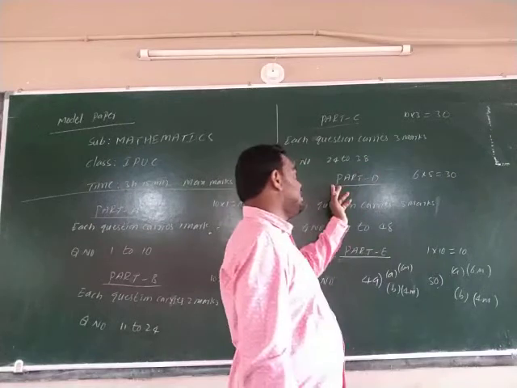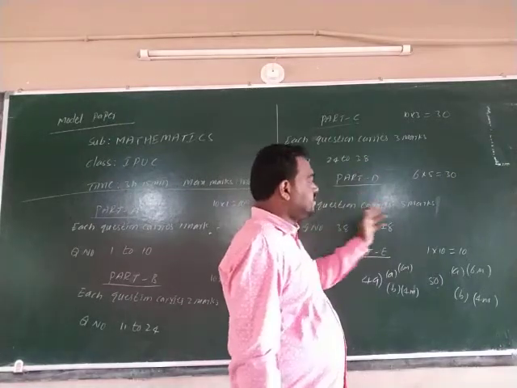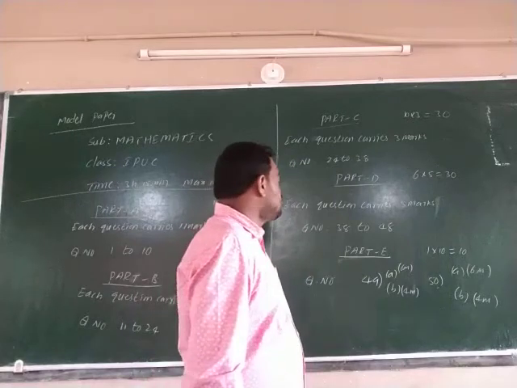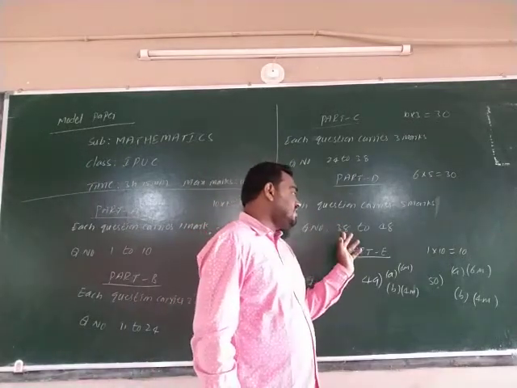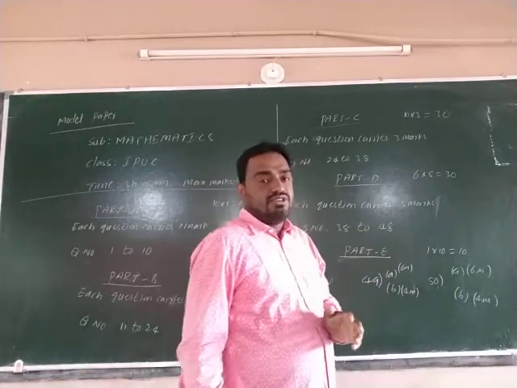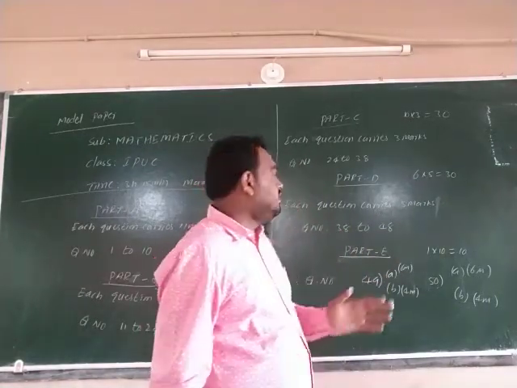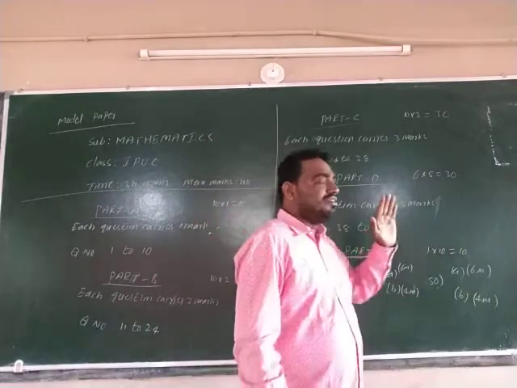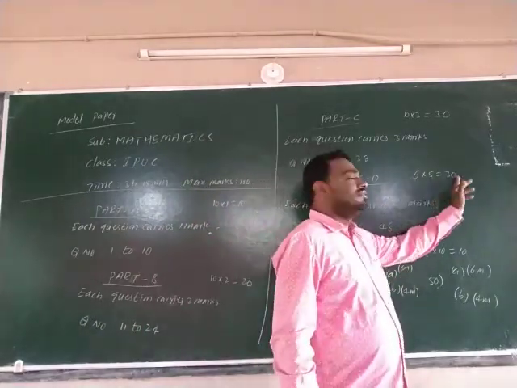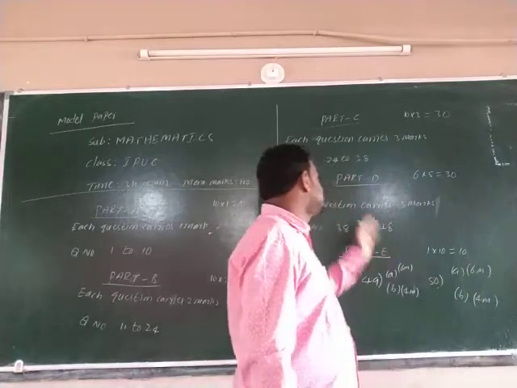Next, part D. In part D, each question carries 5 marks. How many questions are they giving? Question numbers 38 to 48. That means a total of 10 questions are given. In the 10 questions, we need to solve just 6 questions. Any 6 questions we need to solve. 6 into 5, 30 marks. So this is part D.